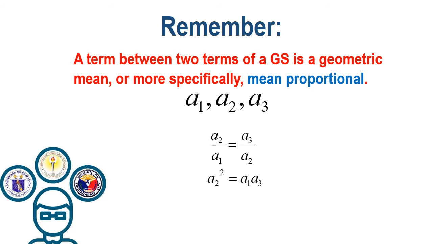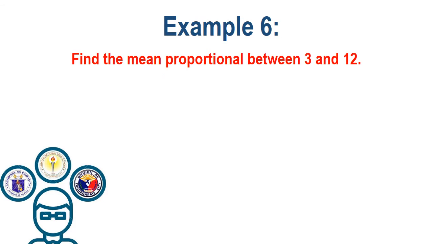Extracting the square root of both sides, we have a sub 2 now, which is mean proportional, is equal to positive negative square root of the product of a sub 1 and a sub 3. Therefore, the mean proportional between two numbers is equal to the square root of their product. To illustrate the definition, class, let's try to look at the sixth example. Find the mean proportional between 3 and 12.